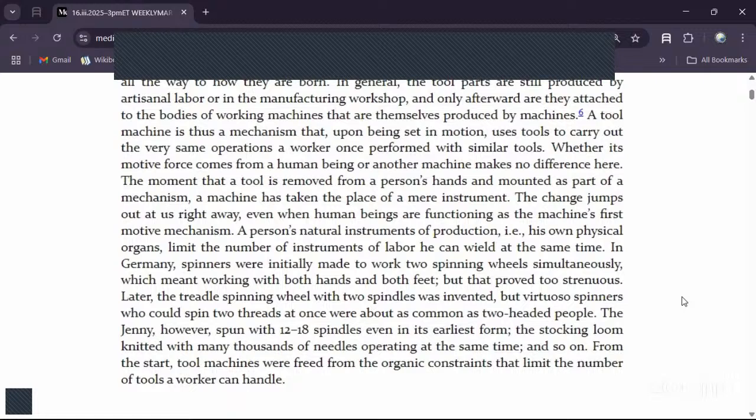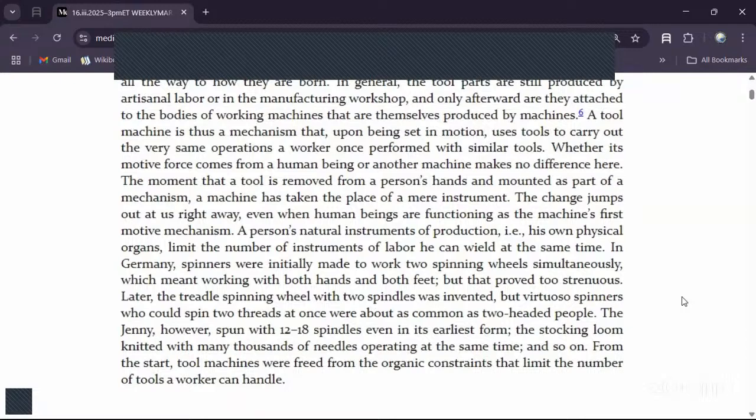In Germany, spinners were initially made to work two spinning wheels simultaneously, which meant working with both hands and both feet, but that proved too strenuous. Later, the treadle spinning wheel with two spindles was invented, but virtuoso spinners who could spin two threads at once were about as common as two-headed people. The jenny, spinning jenny, however, spun with 12 to 18 spindles, even in its earliest form. The stocking loom knitted with as many thousands of needles operating at the same time, and so on.